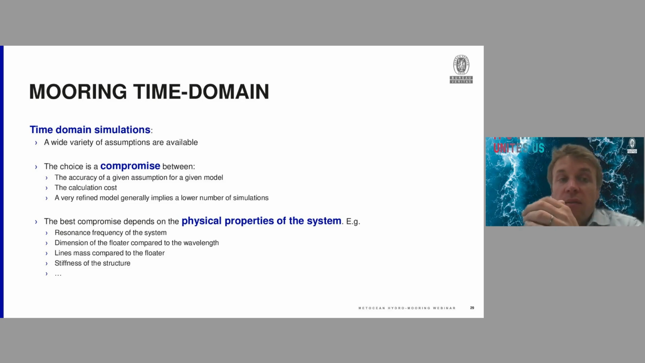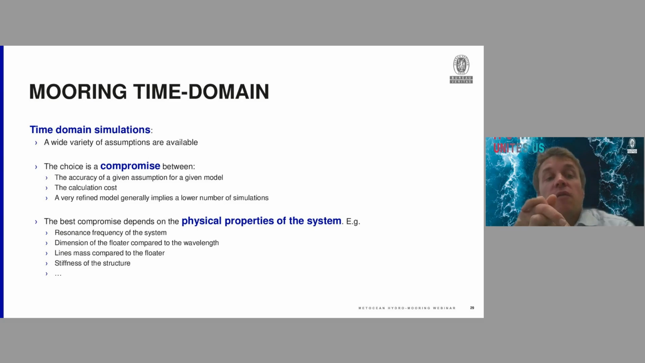The problem is that if you say, okay, I want to be safe, I put all the options on, then the calculation will be large, and you will not be able to run as many seeds as you might want. So you would do some approximation on the statistical side. So the best compromise actually depends on the physical properties of the system.